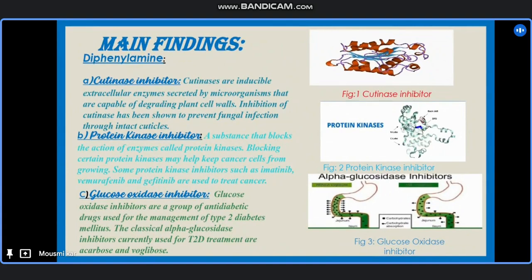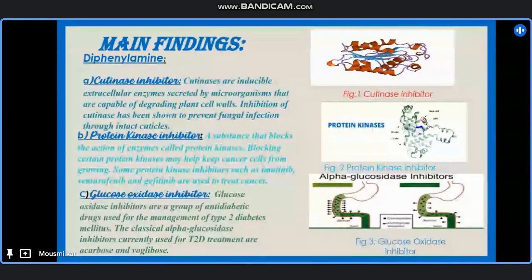First, cutinase inhibitor. Cutinases are inducible extracellular enzymes secreted by microorganisms that are capable of degrading plant cell walls. Inhibition of cutinase has been shown to prevent fungal infection through intact cuticles. Second, protein kinase inhibitor, a substance that blocks the action of enzymes called protein kinases. Blocking certain protein kinases may help keep cancer cells from growing. Some protein kinase inhibitors, such as imatinib, vemurafenib, and gefitinib, are used to treat cancer.